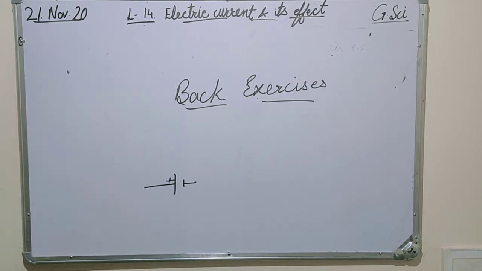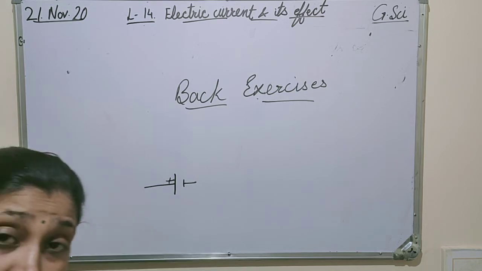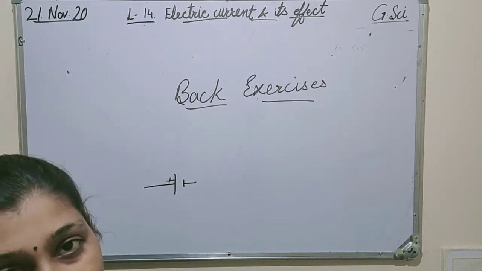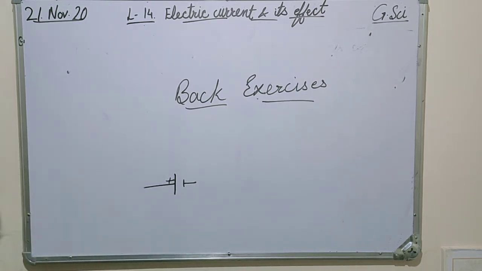Room heater, because it contains nichrome wire, so it becomes red hot and it emits heat. Safety device, which is based on the heating effects of current, we have just studied, it is a fuse. It is based on heating effects of current. Now mark true or false.